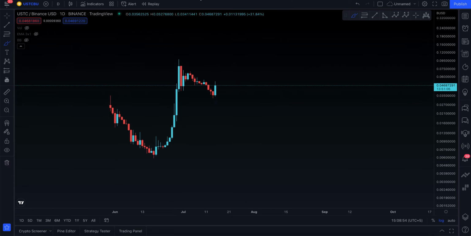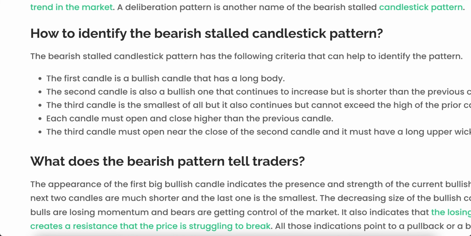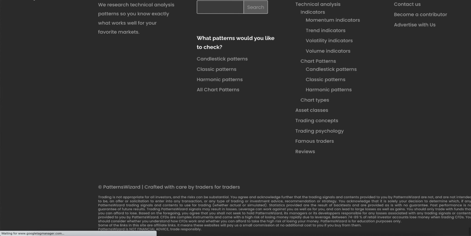All I think about this one is some sort of 3-line strike. So what I'm gonna do is come here to this website, or maybe just go to Google. Should I just do Google?